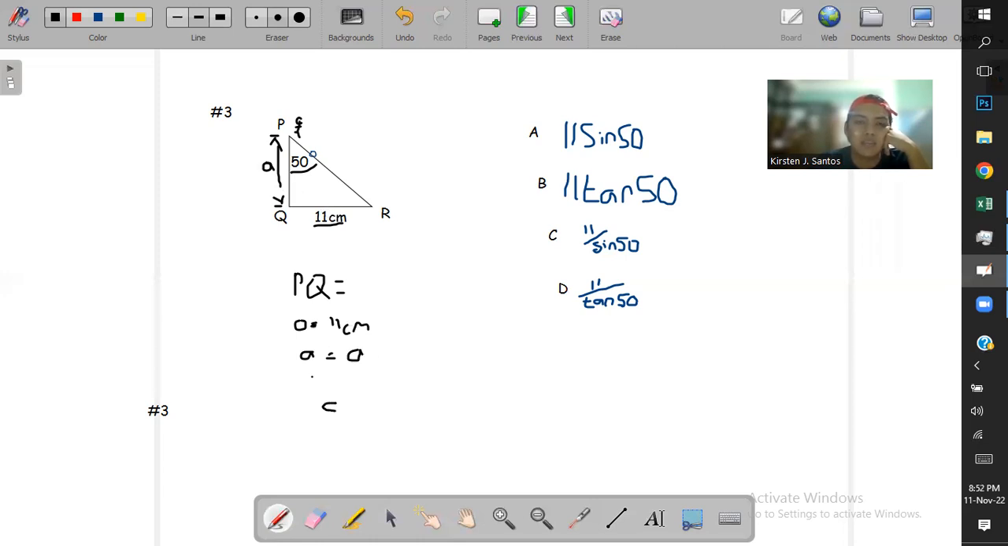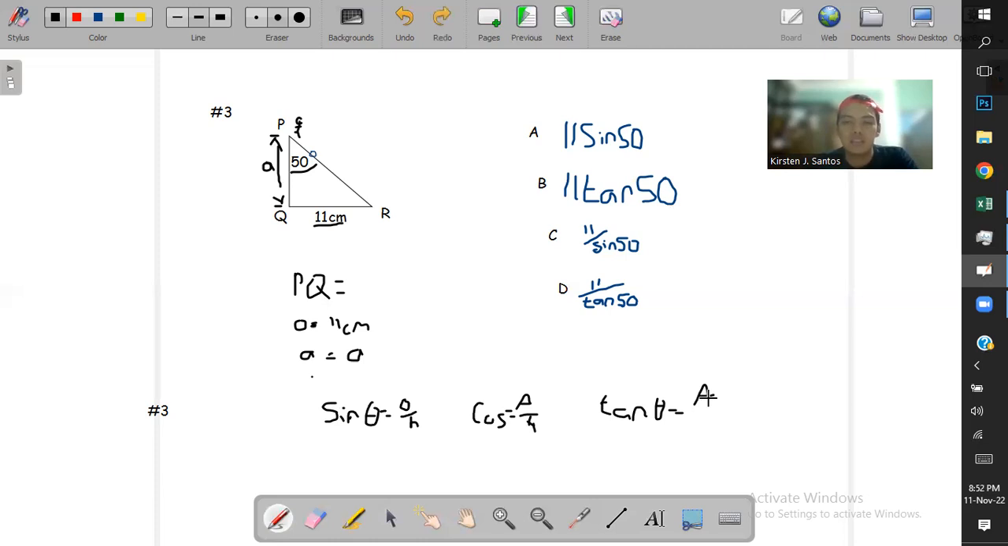So that means we'll have to use... What is sine? Sine theta is equal to opposite over the hypotenuse. We can't use that because we don't know the hypotenuse. Cosine is adjacent over hypotenuse, and we can't use that because we don't know the hypotenuse. Our only option left is the tangent.